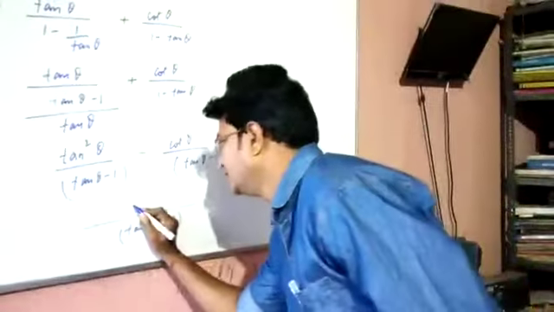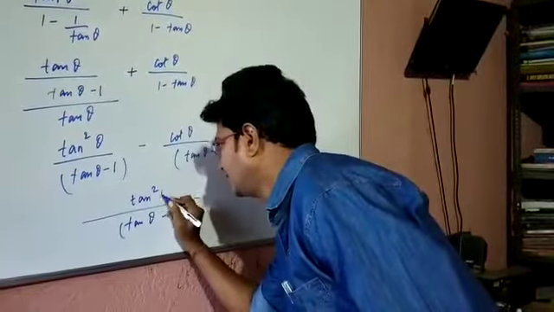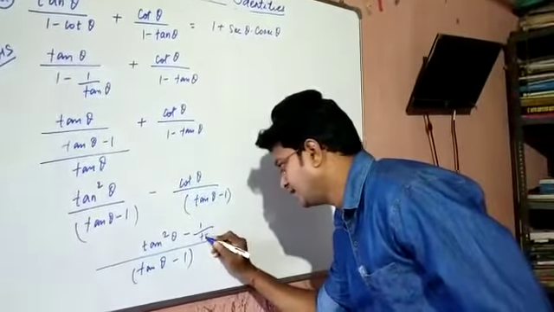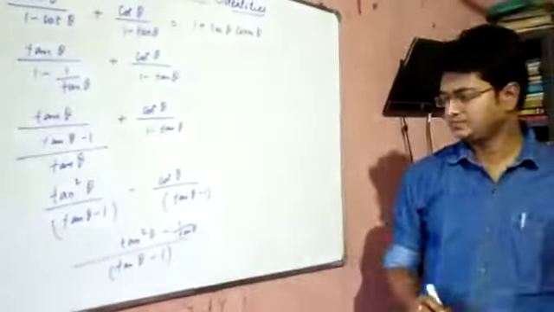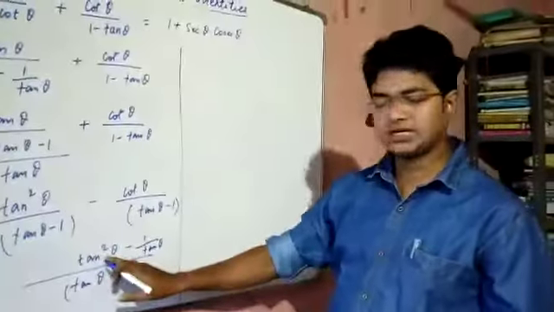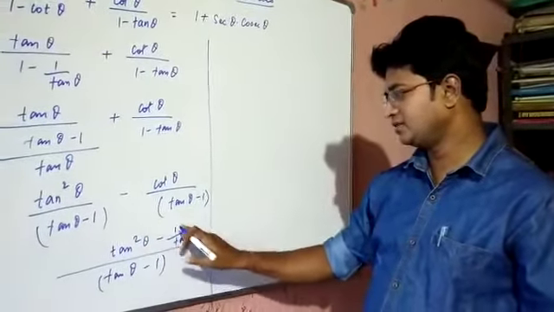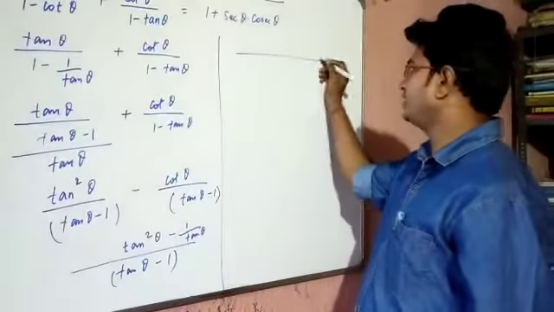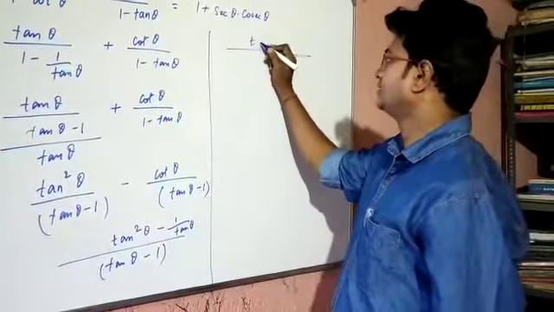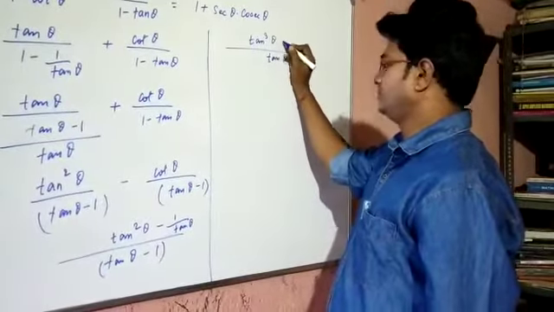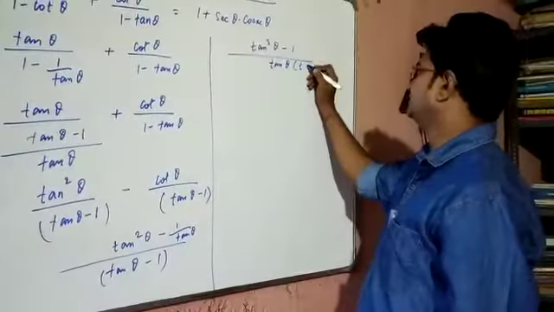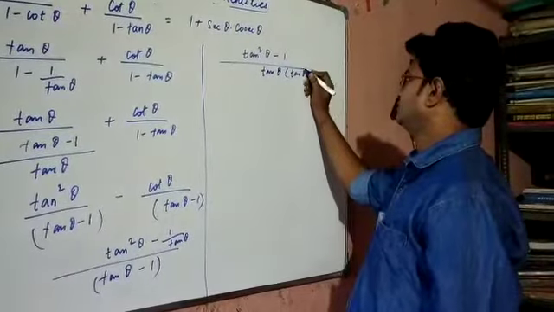So here you are getting tan square theta minus cot theta. Cot theta, once again, we can write as 1 by tan theta. Next part, I am proceeding from here. In the numerator part you will see tan square theta minus 1 by tan theta. For the numerator, if you are taking LCM, the denominator is tan theta. So here you are getting tan cube theta minus 1, and this comes in the denominator, that is tan theta minus 1.